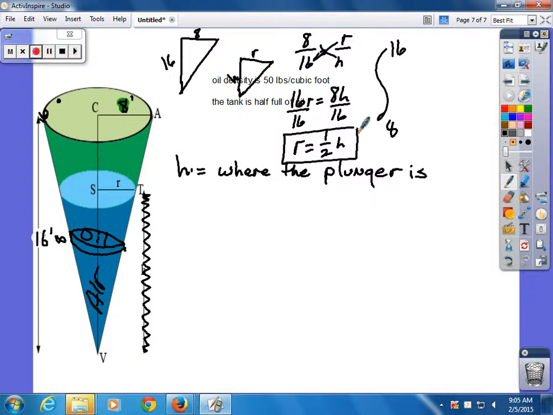Now, what is our H going to be? H is going to be what? 16 minus H. Or you could say 16 minus Y. I don't care. So, pi R squared, the volume of the disc, or the plunger, is equal to pi R squared dx, or dy, or whatever. And then right here, what are we going to put in? 1/2 of what? 16 minus what? H, or x, or whatever. Now there's your volume of your disc.